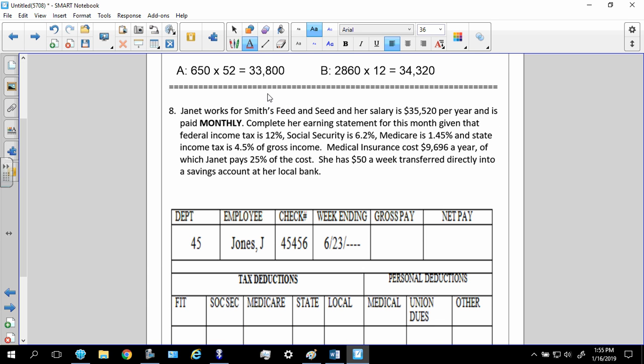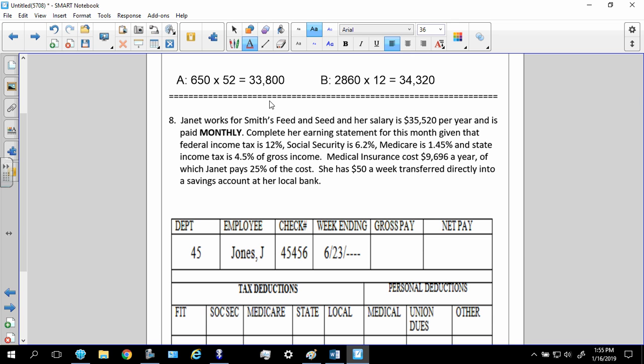Now, for this question here, we're figuring out Janet's pay stub. Let's pull out some information here. First off, $35,520 and getting paid monthly. So the first thing I've got to do is convert $35,520 to monthly. I'm going to divide 35,520 by 12. And when I do that, I get a gross pay of 2,960. That's my gross pay right there. I'm going to put this off to the side so you can take a note. 2,960. Let's keep reading.